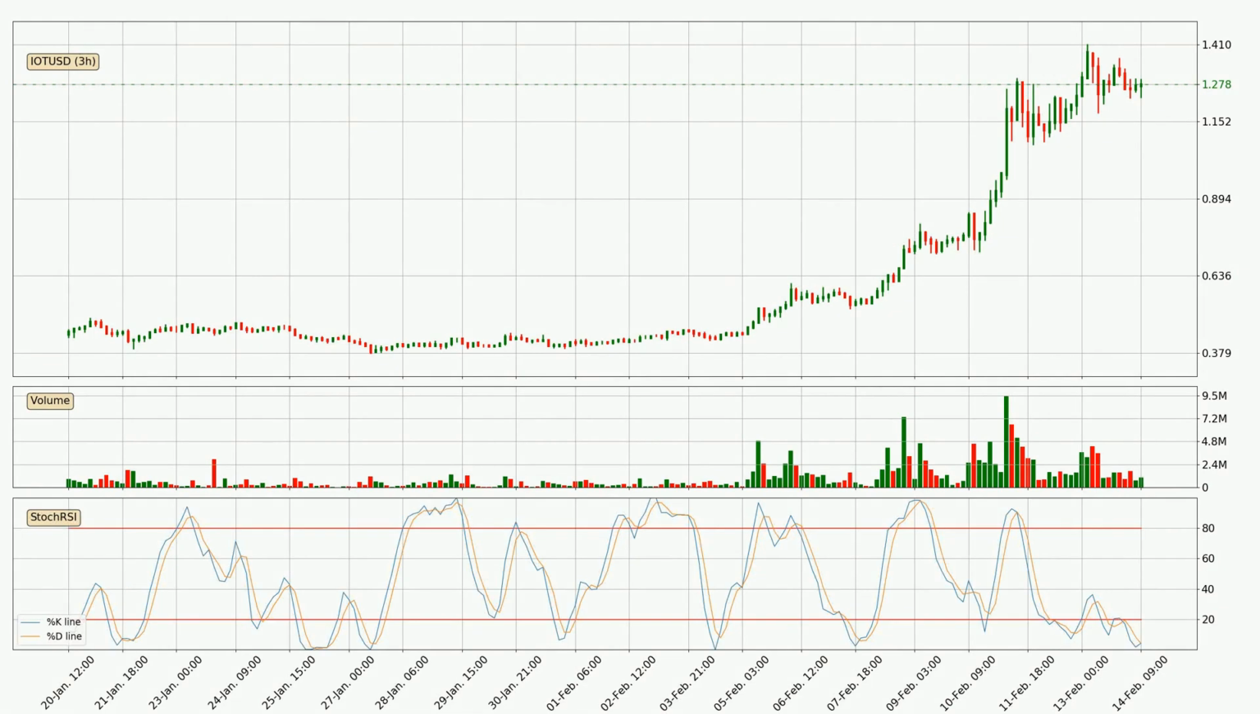Jumping to the 3-hourly stochastic RSI, both the %K and %D lines are currently very low, which means that the price is oversold and a trend change, or at least some kind of consolidation, is to be expected. The K line is currently above the D line, which shows that the trend has shifted to the upside.